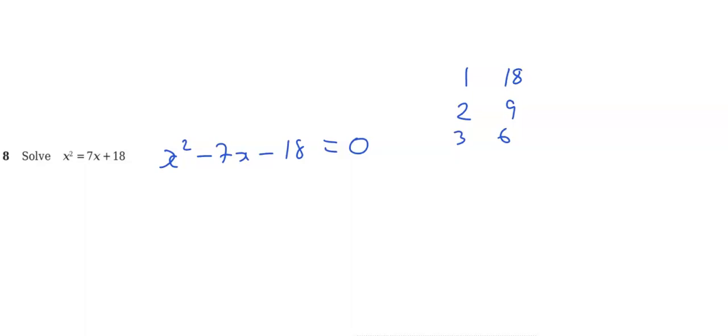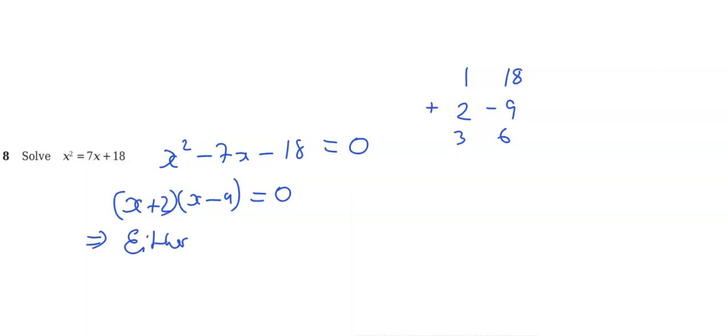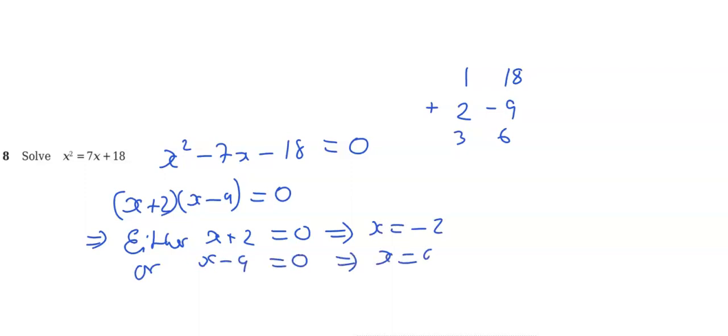And now we are looking for two of those we can add together with different signs to get minus 7, and they are plus 2 and minus 9. And so we now know that x plus 2 times x minus 9 is equal to 0. Therefore, either x plus 2 equals 0, in which case x equals minus 2, or x minus 9 equals 0, in which case x equals 9. So x equals minus 2, 9 answers.